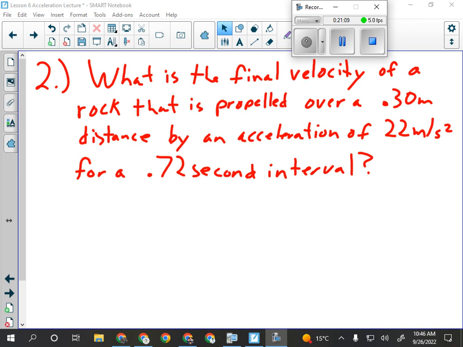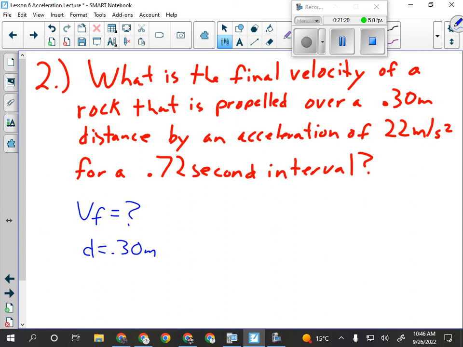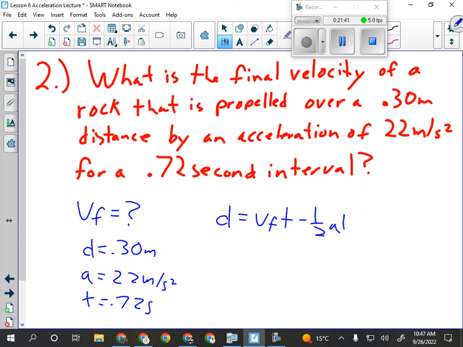Okay, let's have a look at this one. So we're looking for VF. A rock is propelled over a 0.30 meter distance, so they told us D, by an acceleration of 22 meters per second squared for 0.72 seconds. So what formula should I use? D equals VF times T minus 1/2 AT squared. Exactly, that's the one I have the information for.